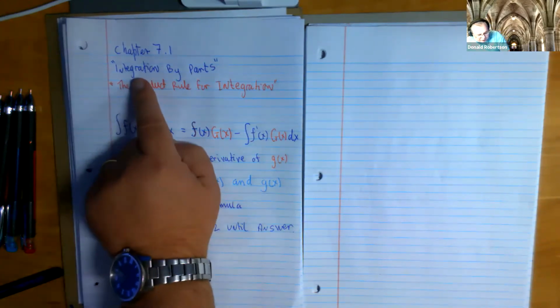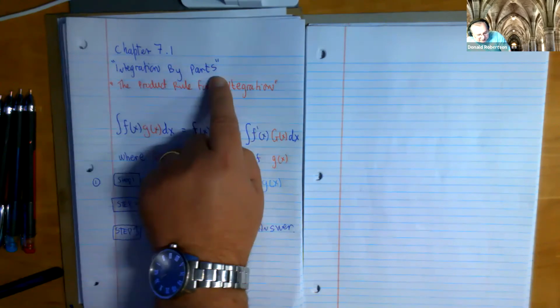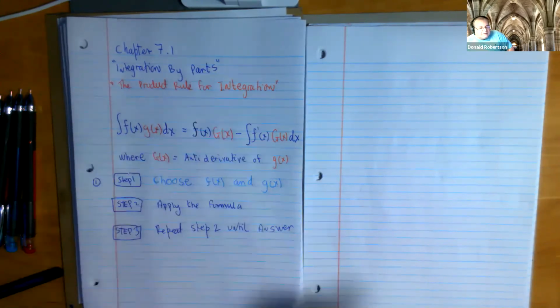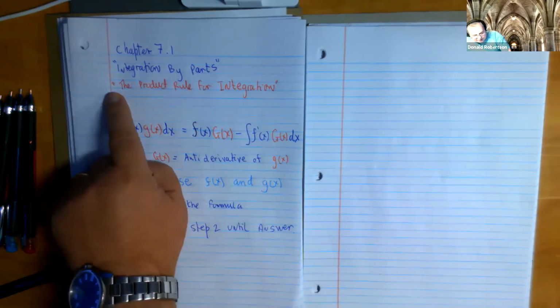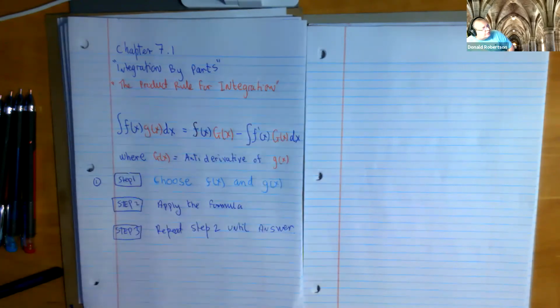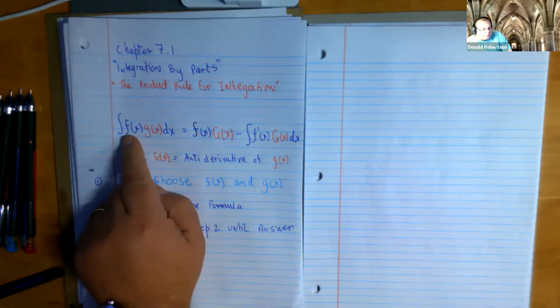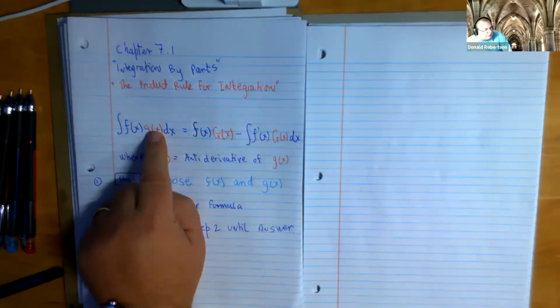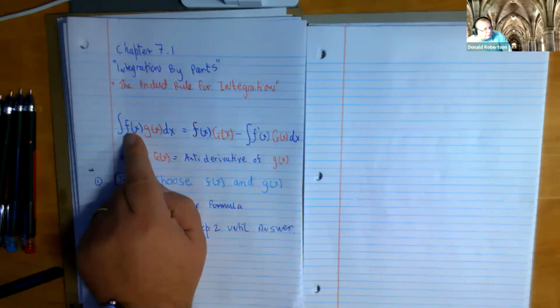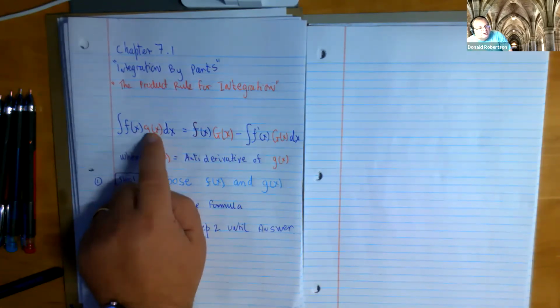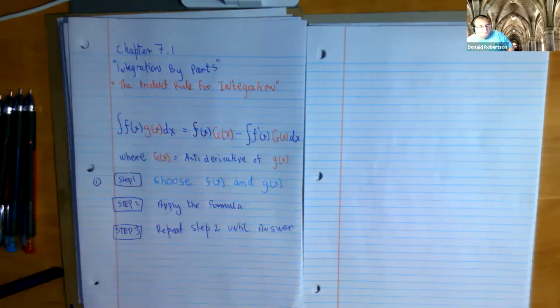Well, let's look at the first one, 7.1, called integration by parts. It's essentially the product rule for integration. So how do you integrate a function if it's made up of two things like x squared e to the x, 2x cosine x, things like that? How do you actually integrate a product?